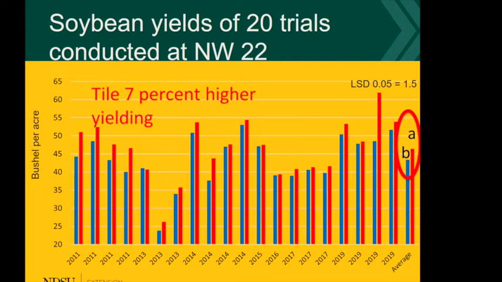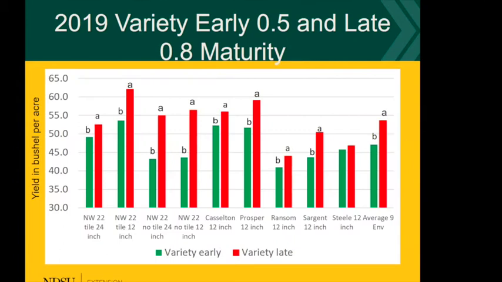So we have talked about early planting. Now, the second factor that we consider here is the early and late maturing. So the theory is that a late maturing variety, if it's planted on the same day, has some more days at the end of the season to capture some more sunlight and will have some advantage. So here, the green bar is the early variety and the red bar is the late variety. And this was in 2019. And you see that the late variety was consistently higher yielding than the early variety.